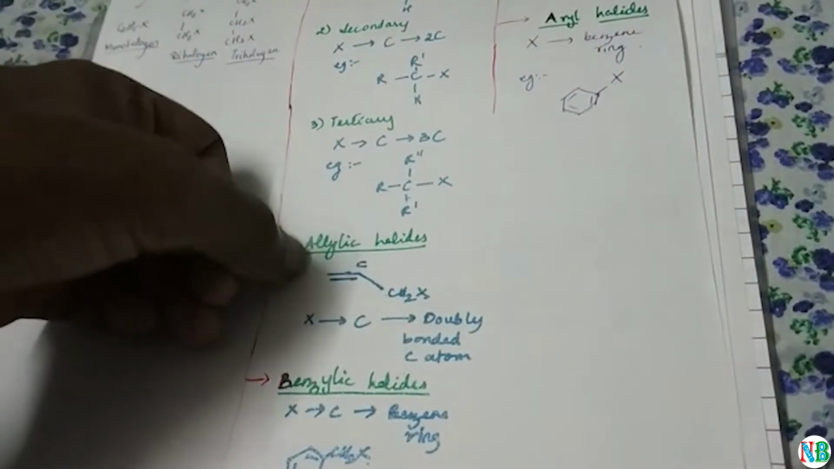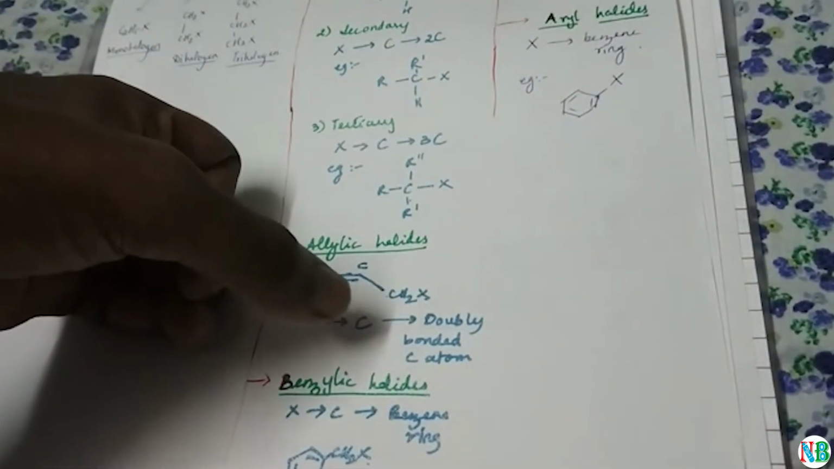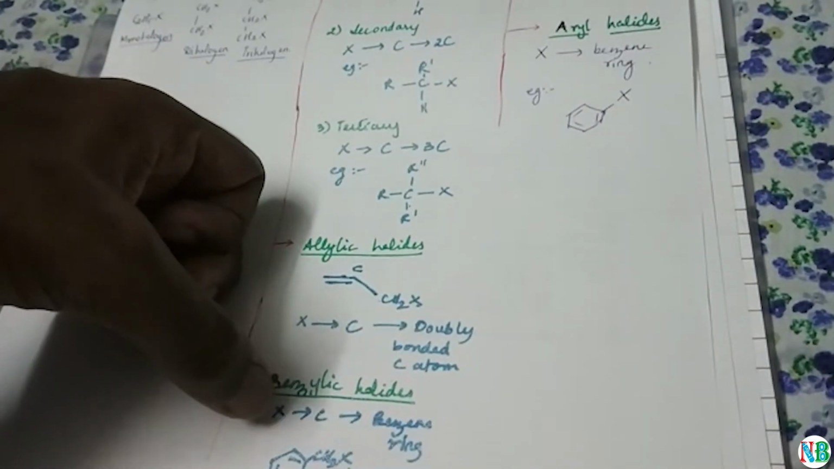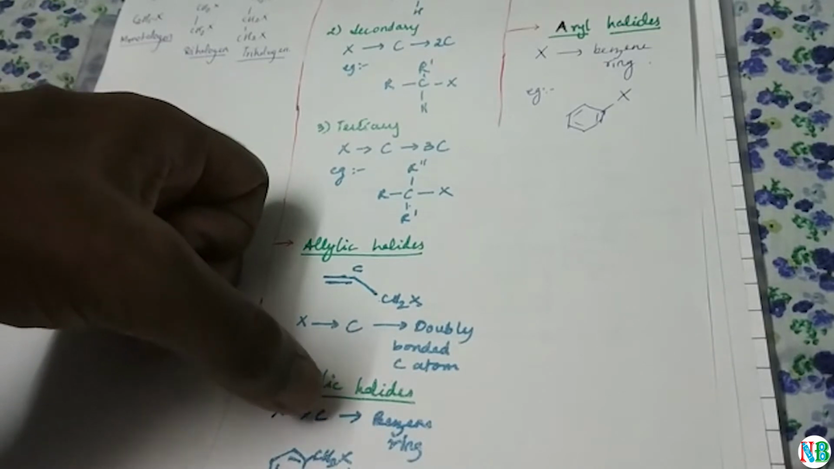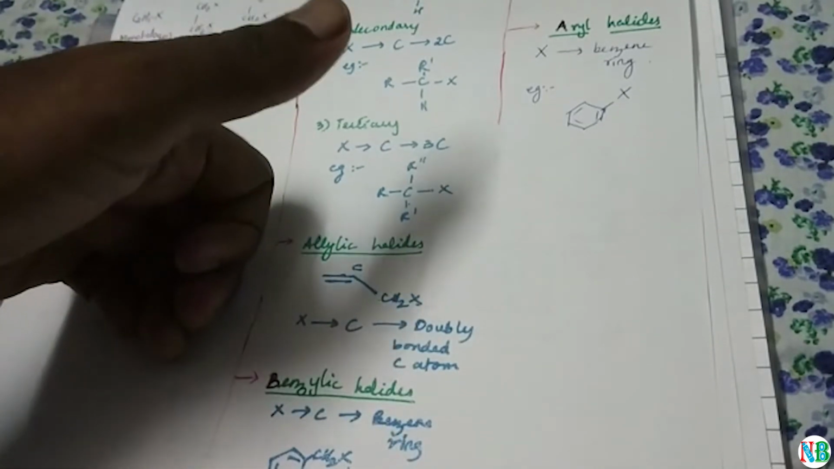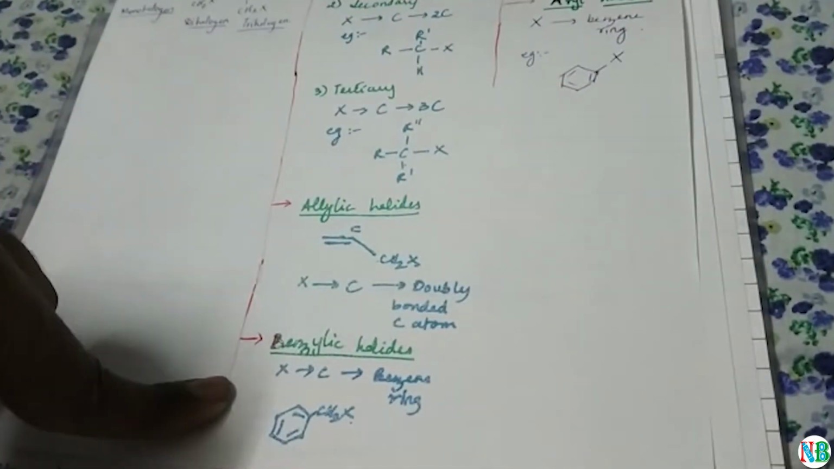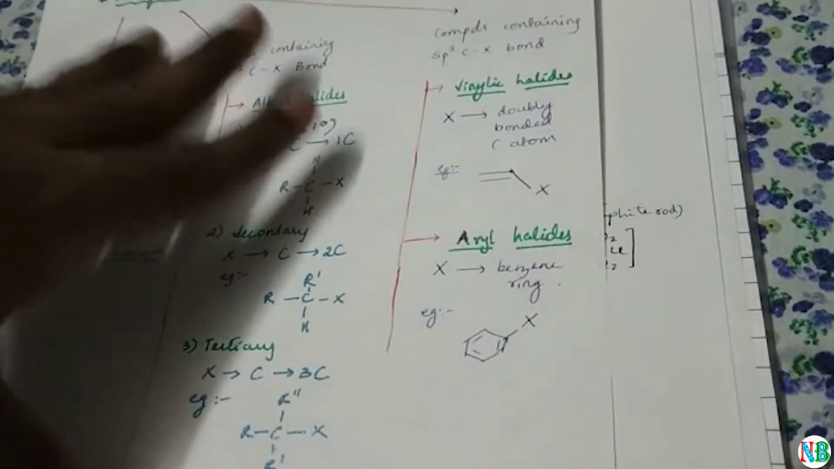Once again, summarizing allylic and benzylic halides. In allylic, we have a halogen which is attached to a carbon which is attached to a doubly bonded carbon atom. And in benzylic, we have a halogen which is attached to a carbon which is attached to a benzene ring. So in compounds containing sp3 C-X bond, we have alkyl halides, we have allylic halides, and we have benzylic halides. So there are three types.